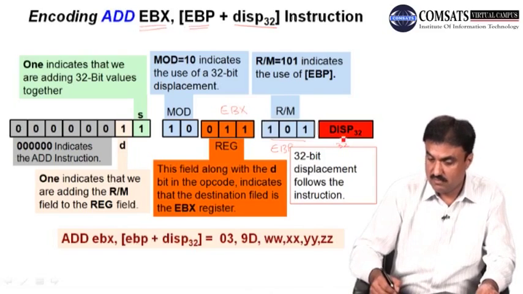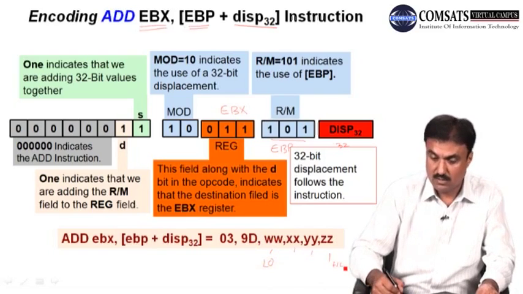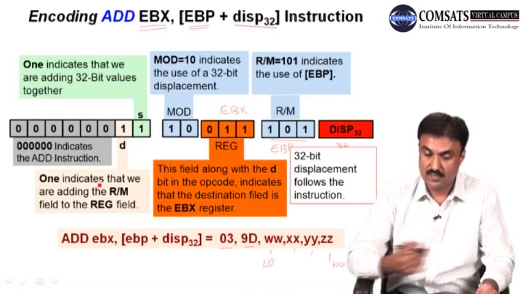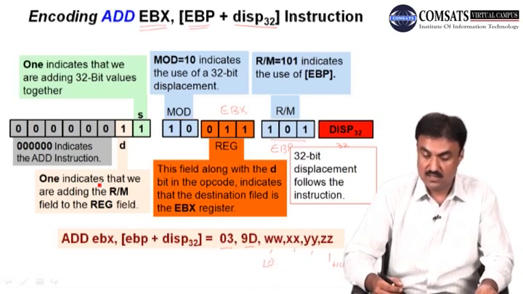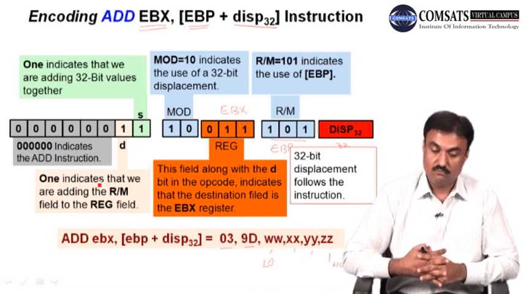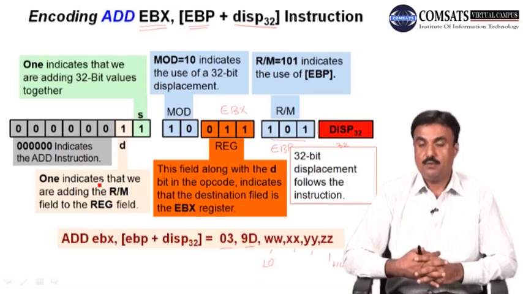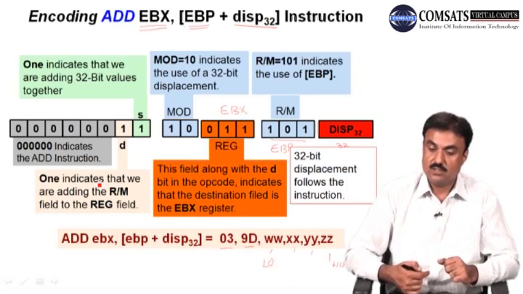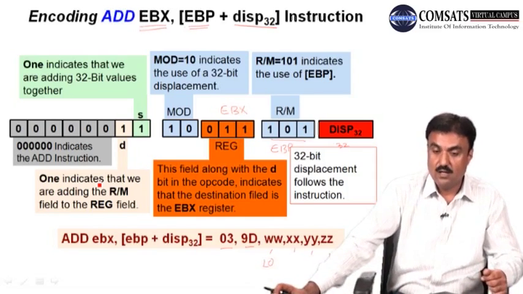So 32 bits is the WWXXYY, so this is the lower order byte, this is the higher order byte, and so on. And 9D will indicate we are using the EBP plus displacement 32, and it will combine and form the address from where we are retrieving the value, and we are going to add with the EBX and so on, the 32-bit register.